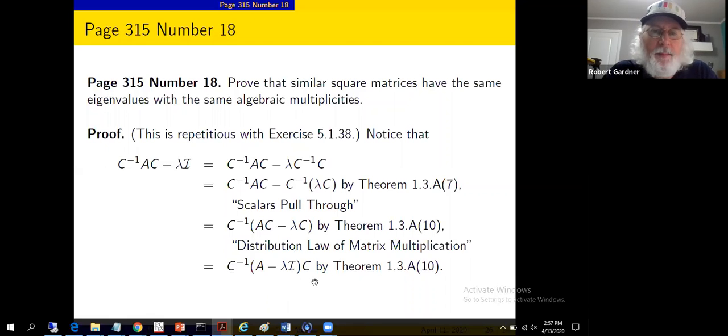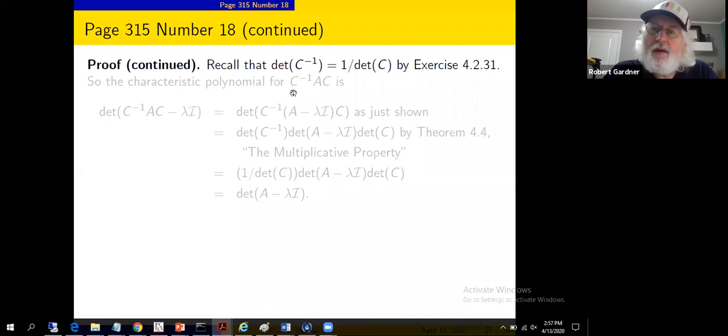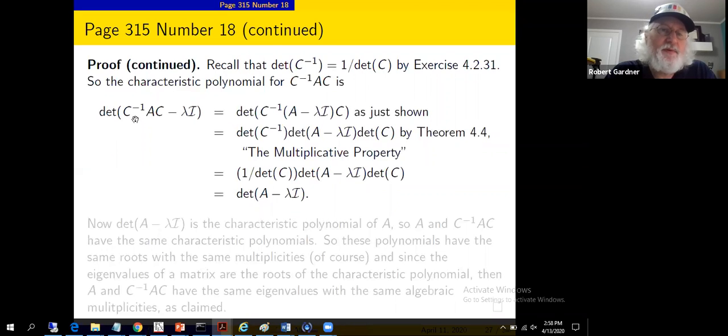All right, so let's check out characteristic polynomials by taking determinants. Recall, and we've done this before as well, that the determinant of C inverse is 1 over the determinant of C. We've just quoted exercise 4.2.31 on that. It's a result that follows from the product rule for determinants. So when we take the determinant of C inverse AC minus lambda I, that's the characteristic polynomial of matrix C inverse AC.